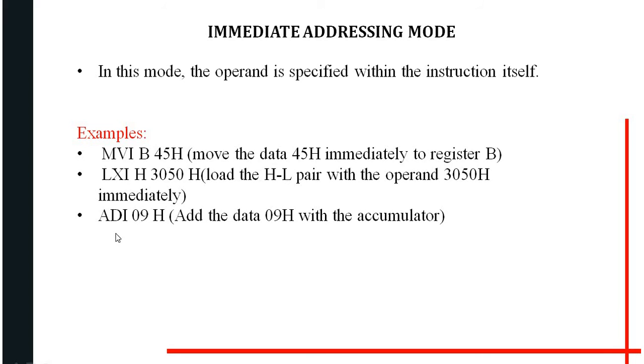Next, third one, ADI 09H. In ADI, I is the immediate addressing mode and AD is the addition operation. So add the data 09H with the accumulator. Addition and subtraction operations are always performed with the accumulator register, which is an 8-bit register. Here we specify 09 as the direct value of the operand, so the addition is performed with the accumulator and the 09 value. This is the immediate addressing mode.